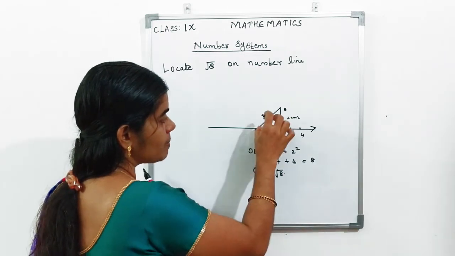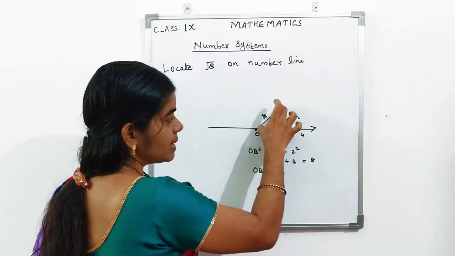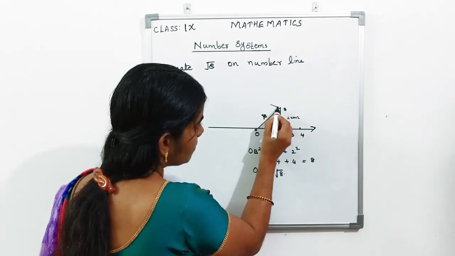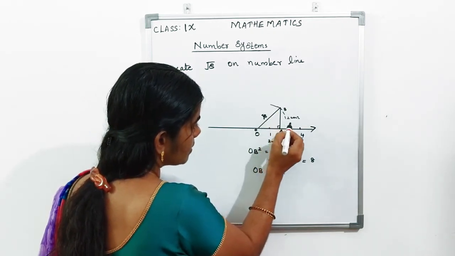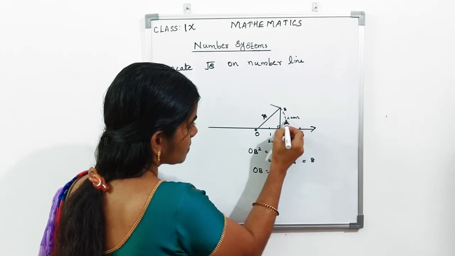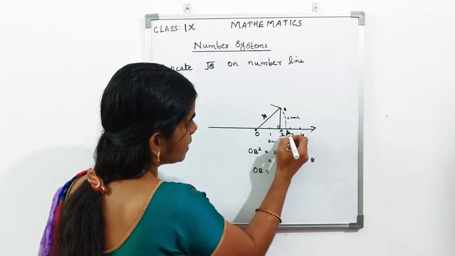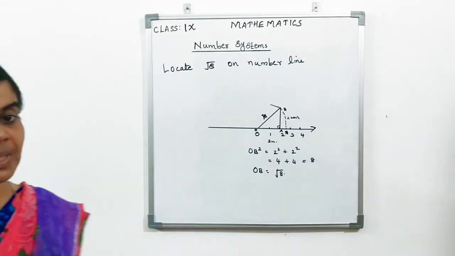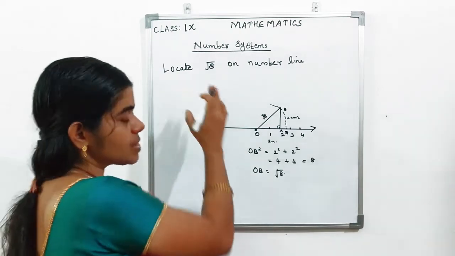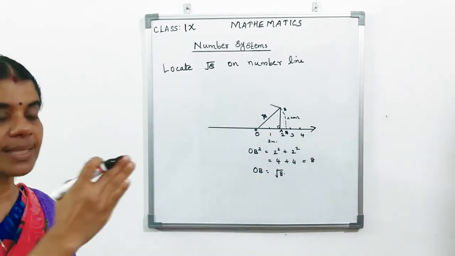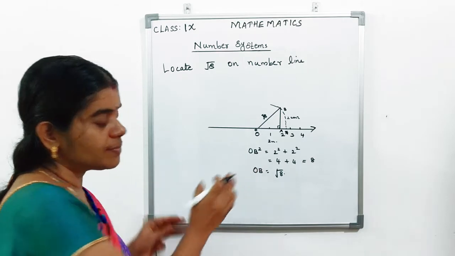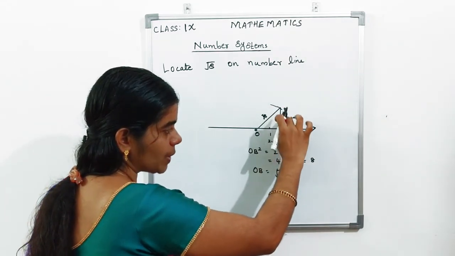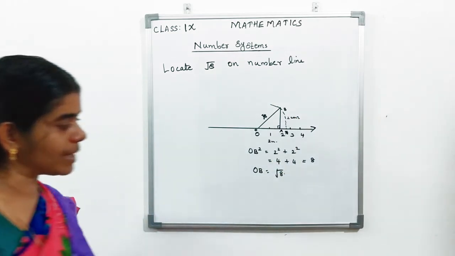Then take the compass needle on O and take the distance OB. You want to draw one arc correctly, where it is touching here. That will be our root 8. Is it clear now? Root 8. Other than root 1, root 2, root 3, there is some easy method also. Therefore root 8 means you want to take 2 on the base, and here also 2 unit you want to take. Then 2 square plus 2 square you will get root 8.